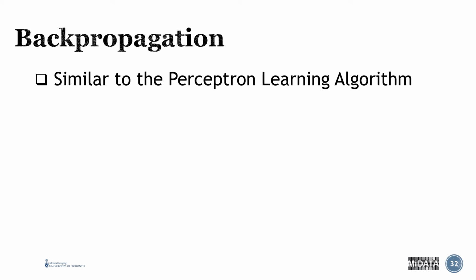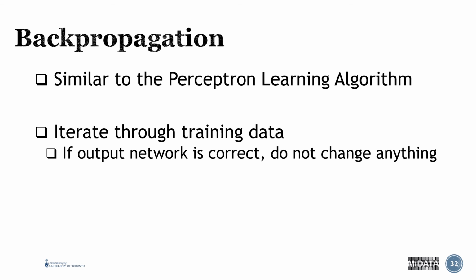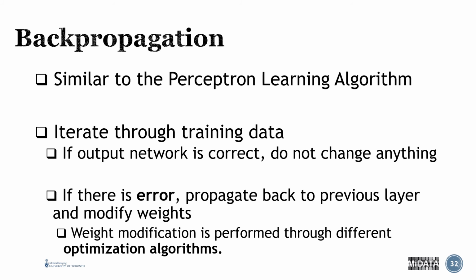Another form of learning is through backpropagation. It's similar to the perceptron learning algorithm. However, while we're iterating through the training data, if the output of the network is correct, we don't change anything, of course. But if there is an error, we propagate back to the previous layer and modify the weights of that layer. And the weight modification is performed through different optimization algorithms. So there are different ways of modifying the weights for backpropagation, and these are called optimization algorithms.